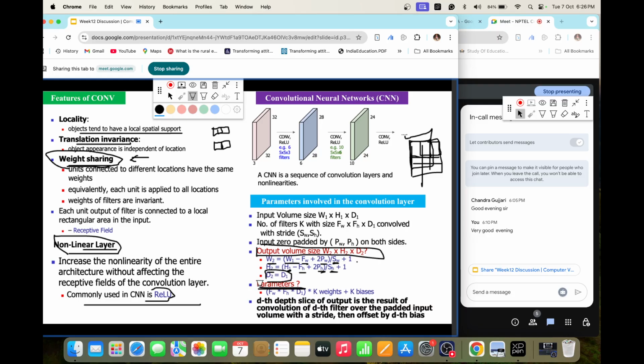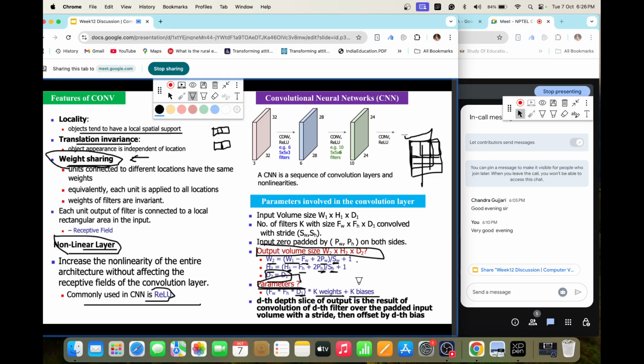And then we have how many parameters we get. The parameters are calculated by FW into FH, that is the dimension of your kernel or filter, into D1, which is your input depth or the number of channels in layman's terms, into K weights, where K is the number of filters you are applying, plus K biases. So by this you can do all your calculations.